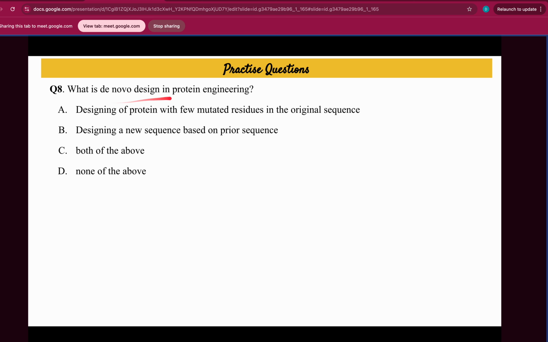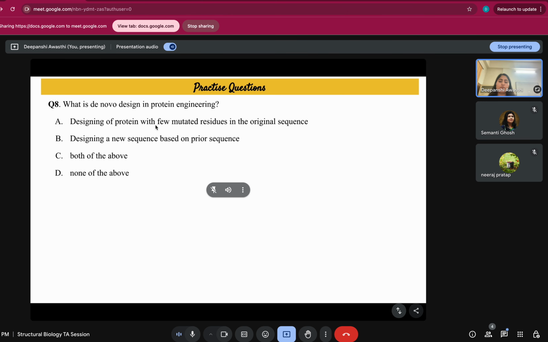Next question is, what is the de novo design in protein engineering? Option A, designing of protein with few mutated residues in the original sequence. Option B, designing a new sequence based on prior sequence. Option C, both of the above, and option D is none of the above.